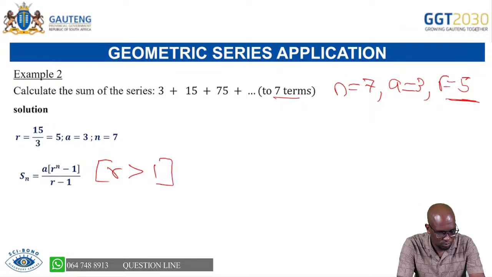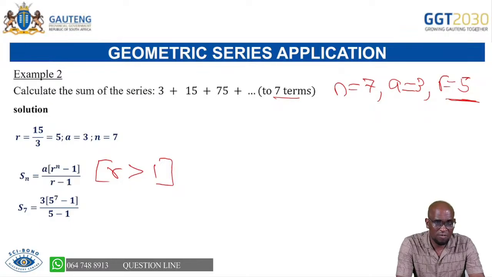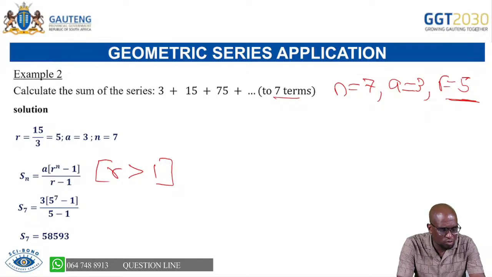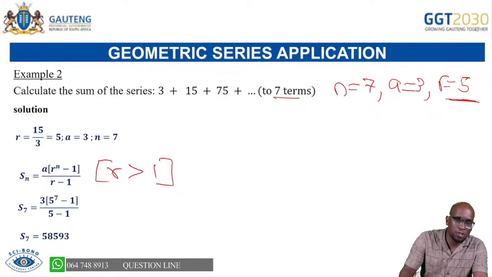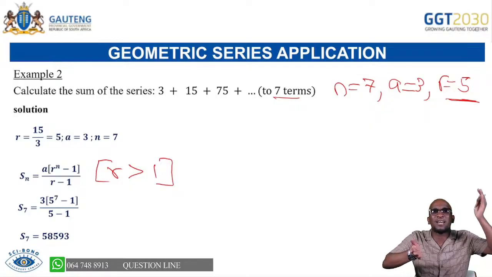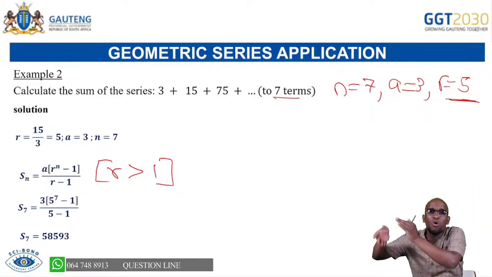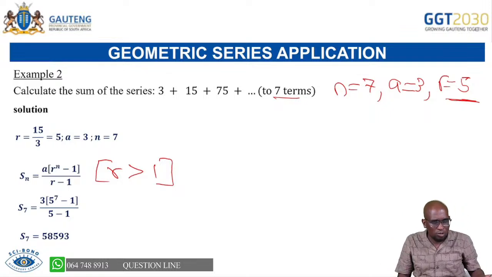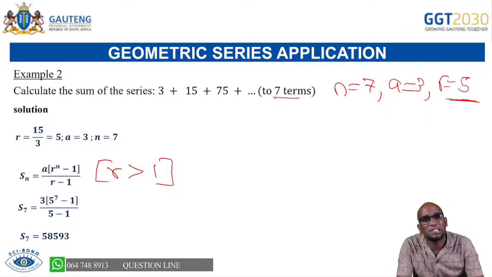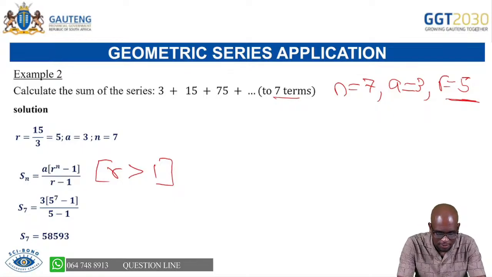Now, let's go on here. We just substitute the given values into the formula. And then when we simplify, we get that S sub 7 is equal to 58,593. That would be the sum of the first 7 terms of this geometric series, which means if you add term 1, term 2, term 3, term 4, up until term 7, you're going to get 58,593 to be precise.